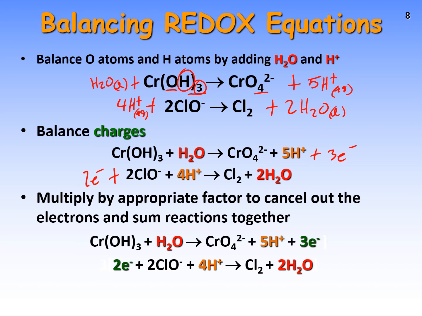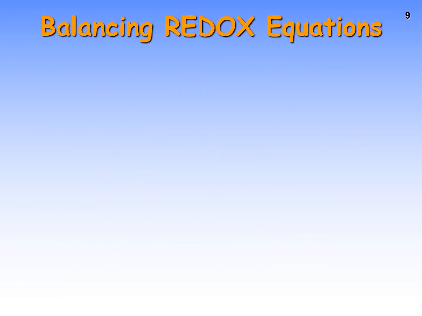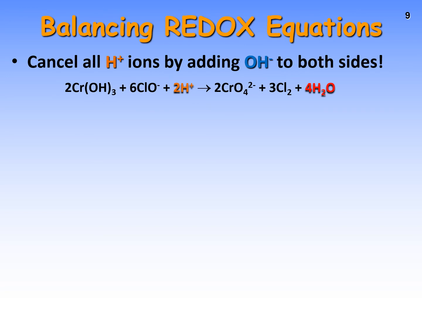Next, we need to multiply these out to get the right values, right? So I'm going to multiply this whole reaction by 2 and this whole reaction by 3. Then we got to add them together. And if you add them together, you get this whole deal. At this point, we've fully balanced this reaction in acidic solution, and we need to balance it now in basic.